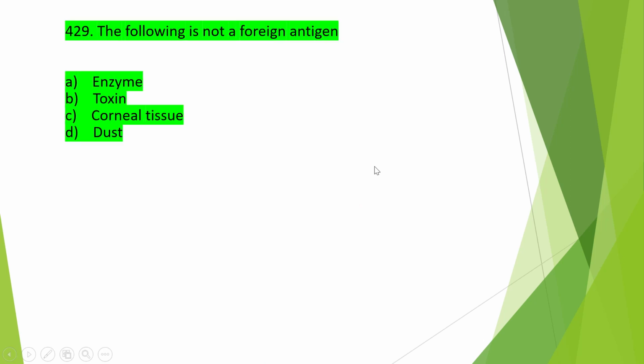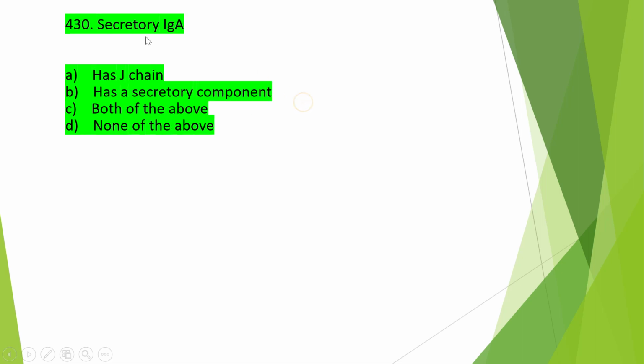So move on to the next question, that is, which of the following is not a foreign antigen: enzyme, toxin, corneal tissue or dust? And the right answer is option C, that is corneal tissue, the eye tissue, that is not a foreign antigen.